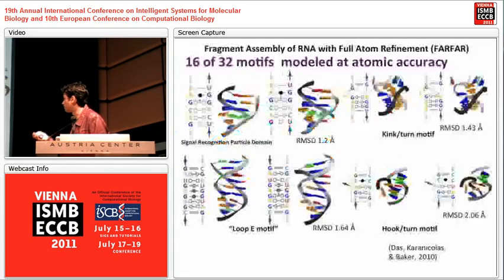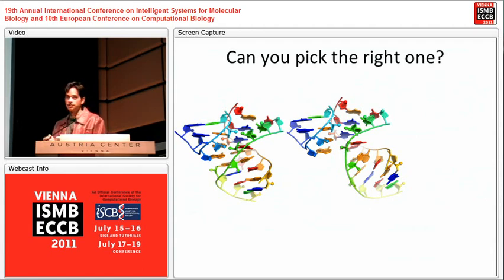And then who thinks the right-hand one is the crystal structure? Wow. Okay. This is the worst performance I've ever seen at a conference. You should be ashamed of yourselves, ISCB. Actually, I was at the RNA Society conference about a month ago, and the majority got it right. But you all thought it was a trick question, I think.